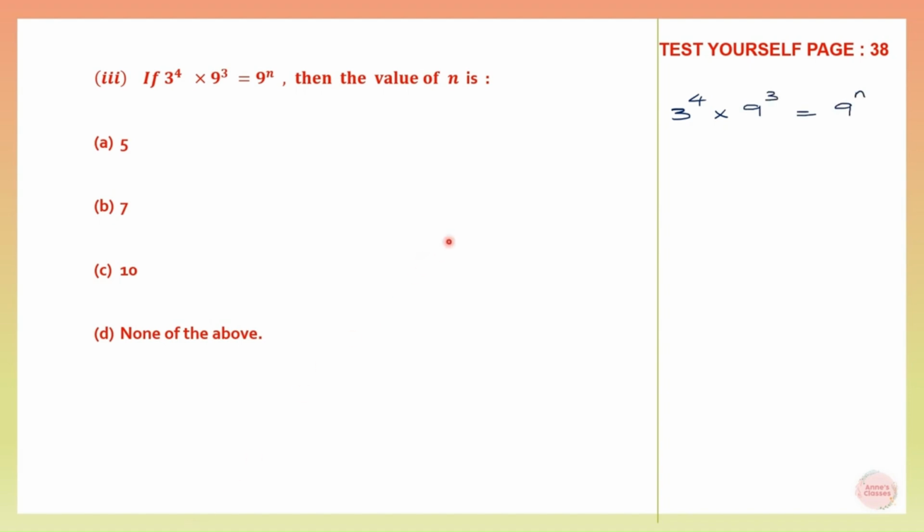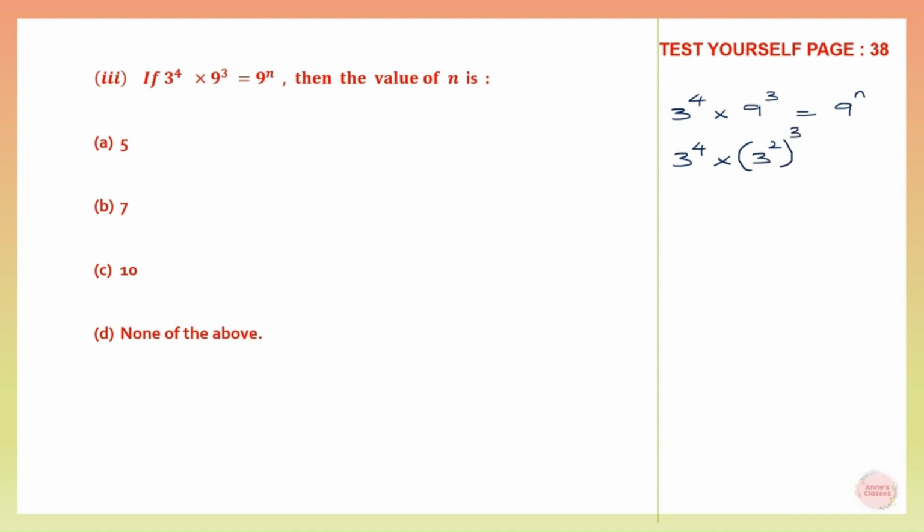Now we have learned in the laws of exponents that when the base is the same, we can add up the powers, isn't it? Here the base is not the same. So let's make the base the same here on the left hand side. So now this will be 3 raised to the power of 4 as it is. Now we can write 9 as 3 square, isn't it? That is 3 into 3 is 9. So instead of writing 9, we can write 3 square and this whole thing is raised to the power of 3.